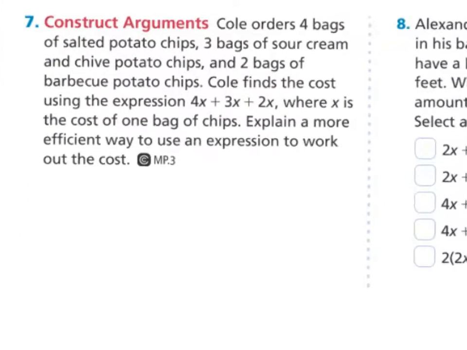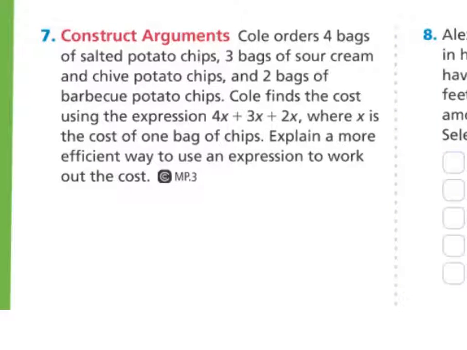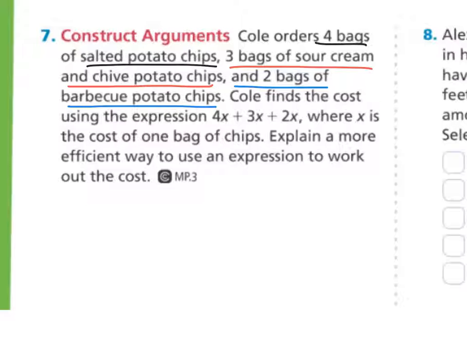Number 7, Cole orders 4 bags of salted potato chips, 3 bags of sour cream and chive potato chips, and 2 bags of barbecue potato chips. Cole finds the cost using the expression 4x plus 3x plus 2x, where x is the cost of 1 bag of chips. So apparently the chips each cost the same amount.